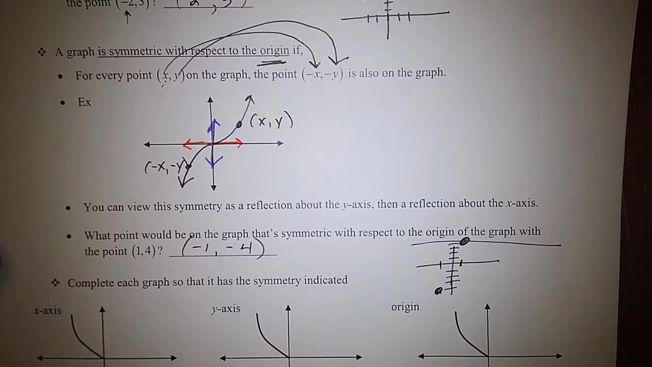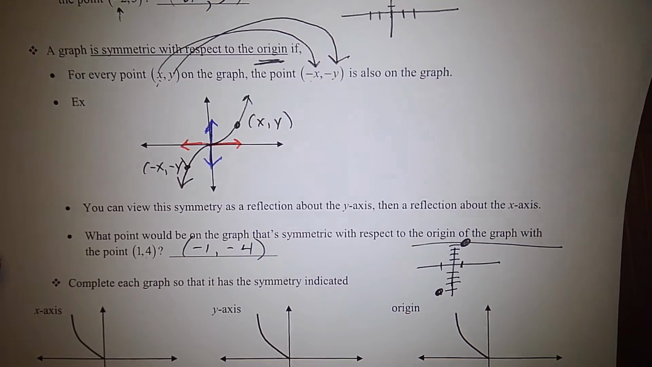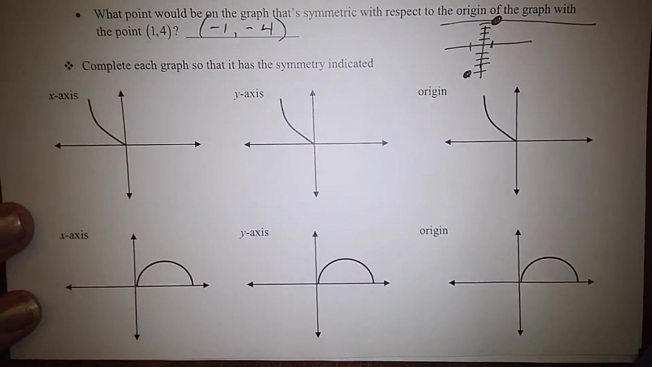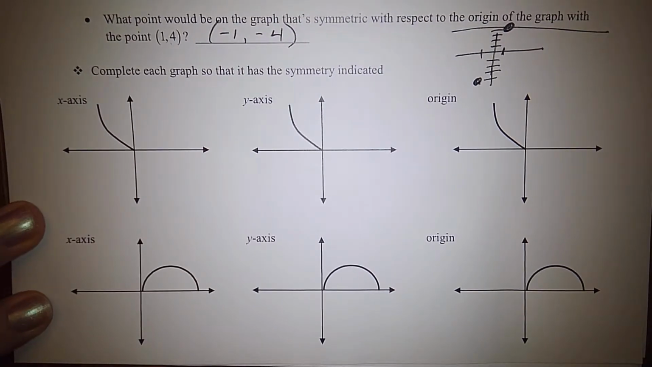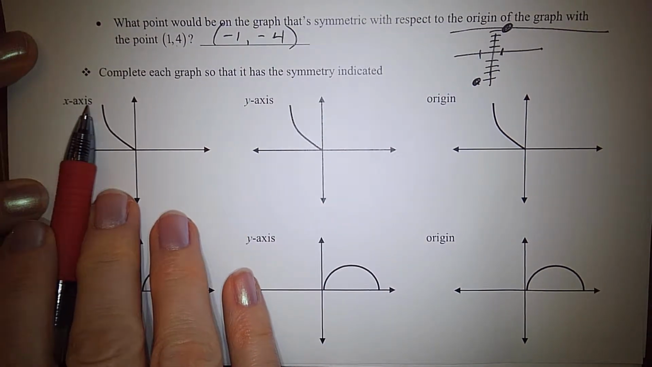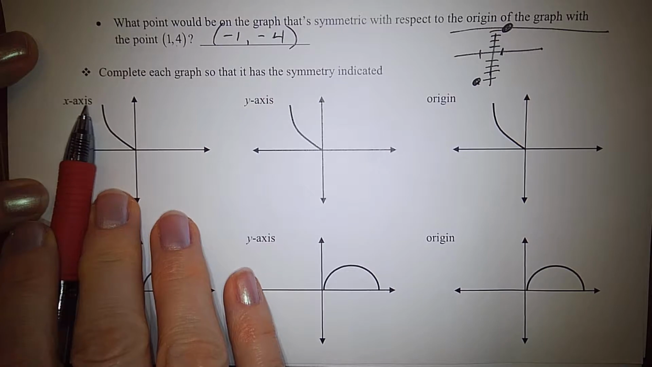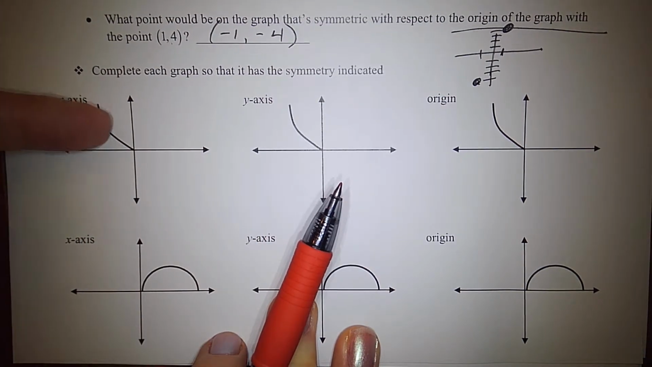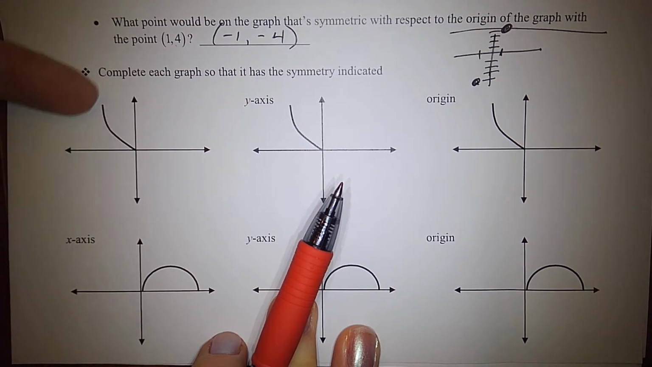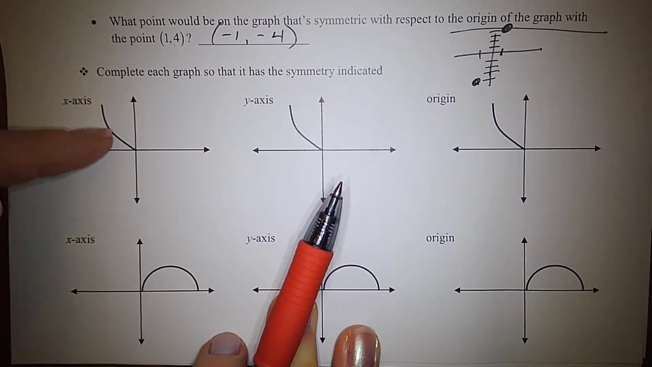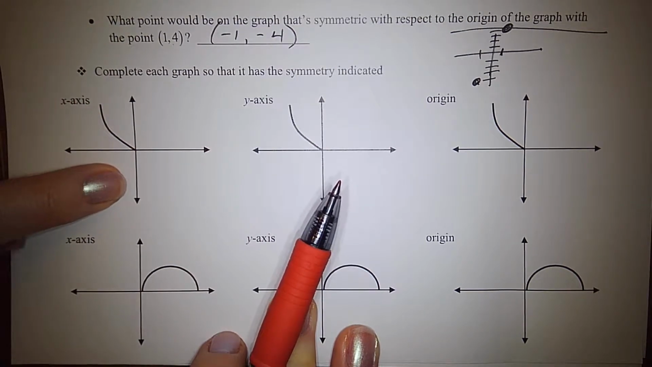So to continue with this discussion of section 2.2, let's talk about the different types of symmetry and what they would look like in a graph. In the first graph, it says complete each graph so it has the symmetry indicated. So an x-axis symmetry would be anything that's above the x-axis will be a direct image of something below it. I will flip it from one side to the other. So this part of the graph will be flipped over the x-axis.